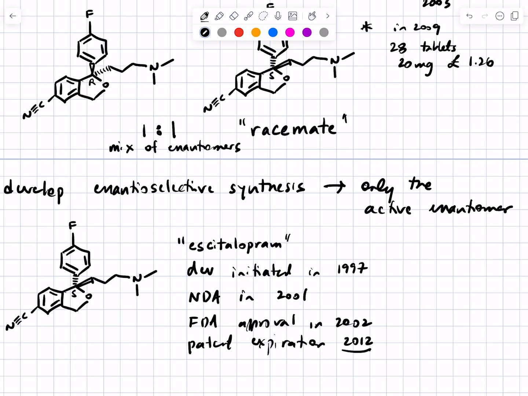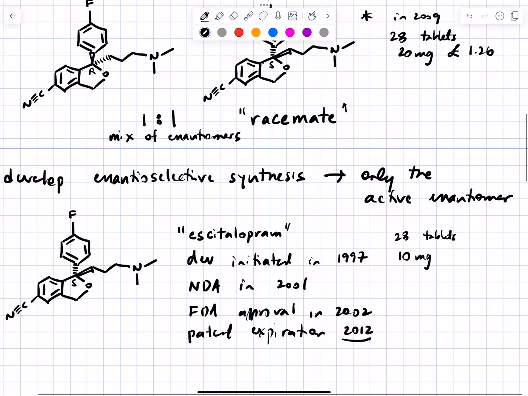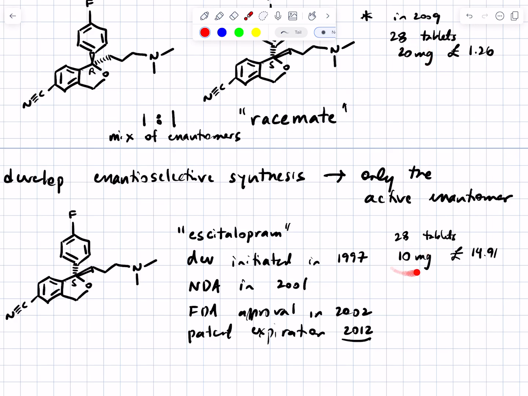Whereas the same 28 tablets of 10 milligrams of S-citalopram was 14.91 British pounds sterling. By the way, are we comparing apples to apples here? What's with the 20 milligrams versus 10? Why is that a fair comparison? Because the racemate only has 10 milligrams, 20 milligrams of the racemate only has 10 milligrams of the active compound. Okay, more than 10 times as expensive. You can see the people at the corporate offices tweedling their mustaches and laughing.